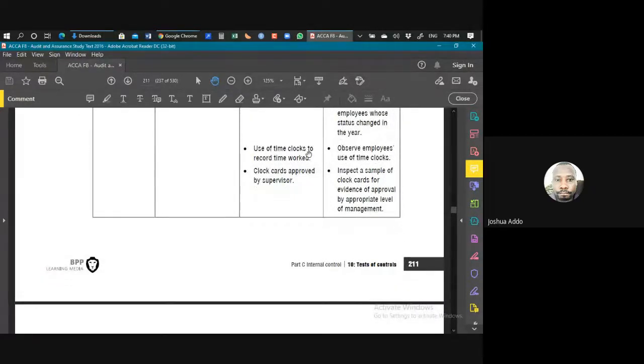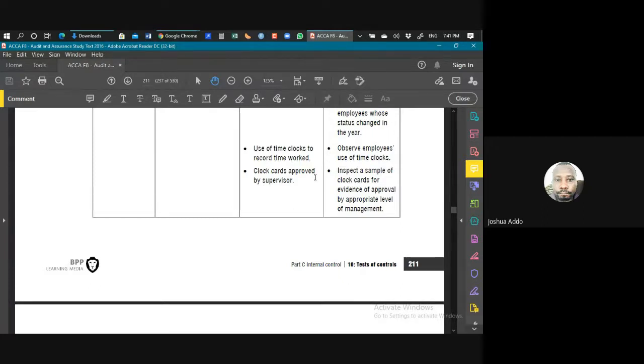Use of time clocks to record time worked is very good. In organizations that use this system, it is very difficult for someone to just come and say, oh, I worked this number of hours, even though that is not true. You don't come and tell how many hours you have worked. The system records it because when you come, you clock in. When you leave, you clock out. And the system computes the time that you have worked automatically.